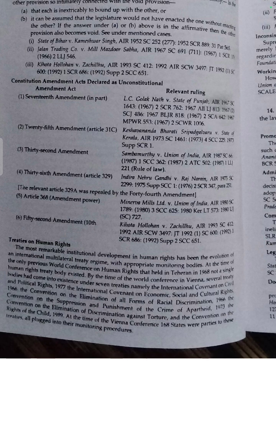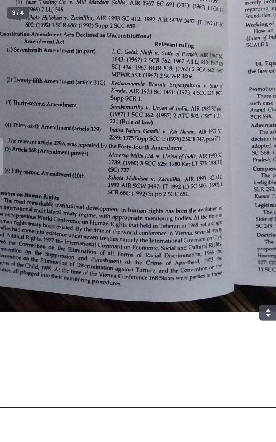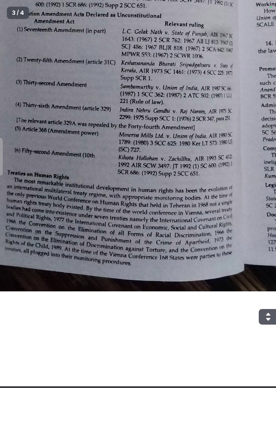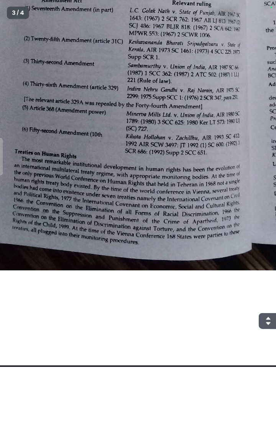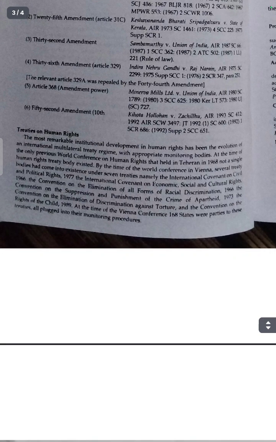Kesavananda Bharati versus State of Kerala. 32nd Amendment, Sambamurthy versus Union of India. And 36th Amendment, Indira Nehru Gandhi versus Raj Narain. And Article 368, Minerva Mills Limited versus Union of India. First and second amendment, Kihoto Hollohan versus Zachillhu.